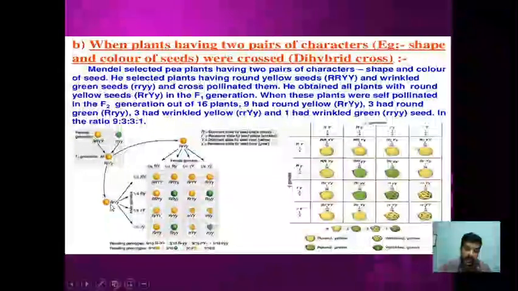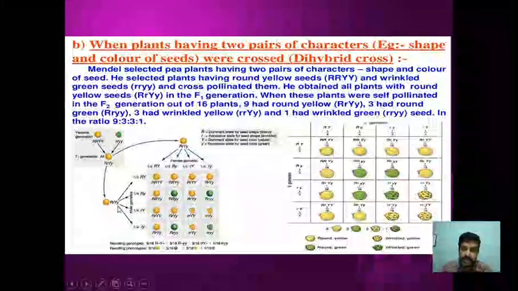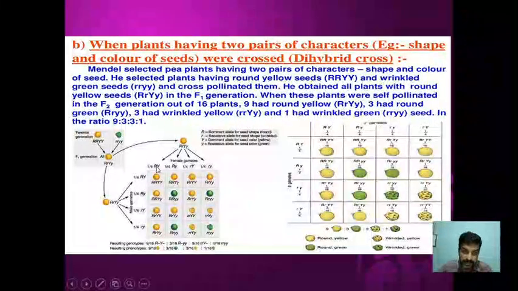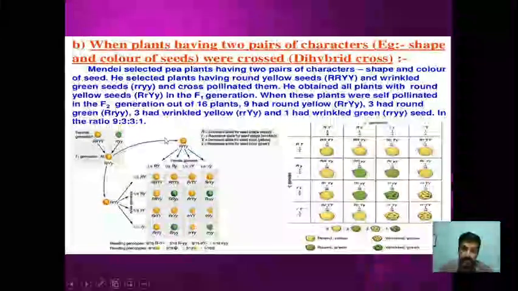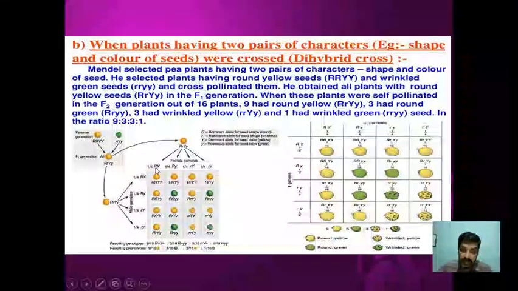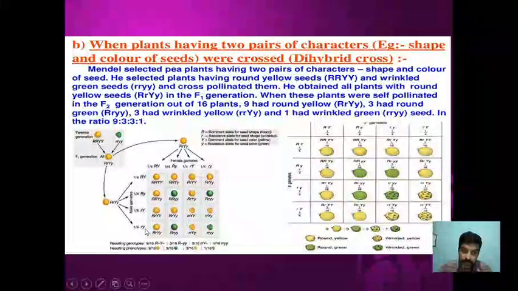If you work it out, four possible types of gametes are there, right? So out of one parent, four possible gametes. That means 25% of the gametes will have... Previously in the case of monohybrid cross, we said 50% of the gametes, but here there will be 25%. 25% of the gametes will have capital R and capital Y, 25% will have capital R and small y, 25% will have small r capital Y, and 25% will have small r small y, and the same type of gametes are produced from the other parent.